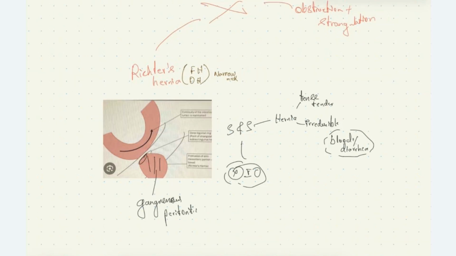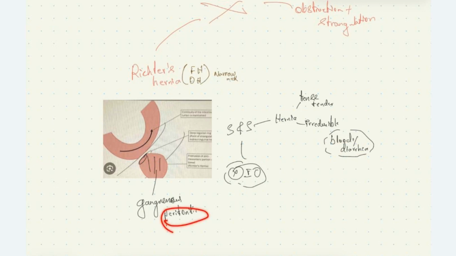Patients with Richter's hernia usually present with a hernia which is tense, tender, and irreducible due to obstruction and strangulation. These patients will not have the features of intestinal obstruction because the complete lumen of the intestine is not occluded. They will only present with bloody diarrhea because of the necrosis of part of the bowel. Later the strangulated part can go into gangrenous changes, and it can lead on to peritonitis.